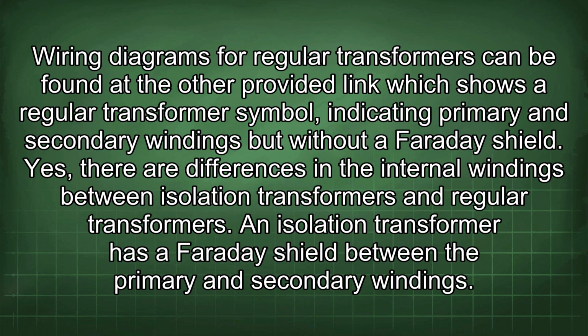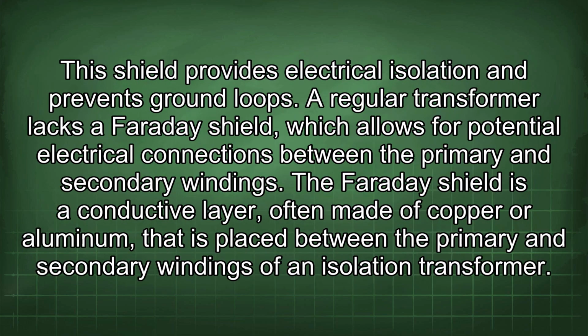Yes, there are differences in the internal windings between isolation transformers and regular transformers. An isolation transformer has a Faraday shield between the primary and secondary windings. This shield provides electrical isolation and prevents ground loops. A regular transformer lacks a Faraday shield, which allows for potential electrical connections between the primary and secondary windings.